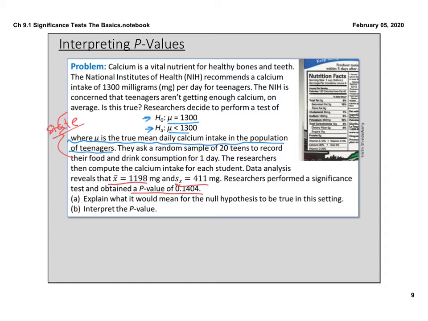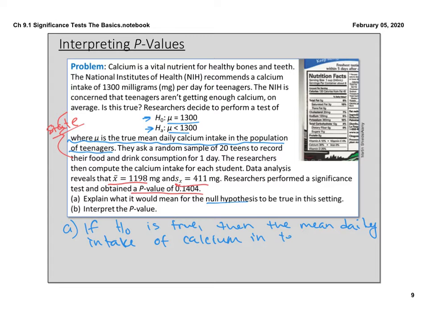Explain what it would mean for the null hypothesis to be true in this setting, and then interpret the p-value. Okay, so explain what it would mean for the null hypothesis to be true. If H sub 0 is true, then the mean daily intake of calcium in teenagers is 1,300 milligrams. Okay, that's what the null is saying. The null is saying that our mean daily intake is 1,300 milligrams, okay?